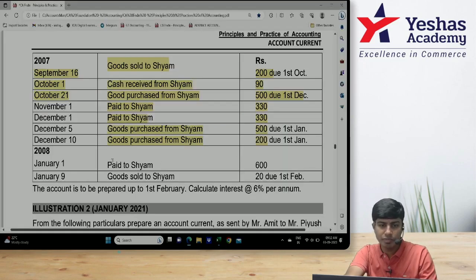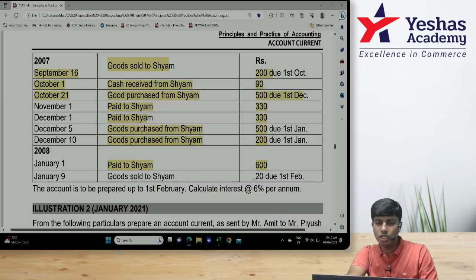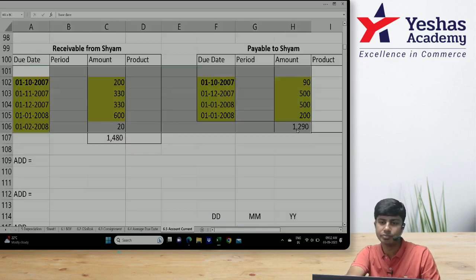Last transaction, paid to Shyam, last but one. You have paid to Shyam, so it is a receivable from Shyam, 600, on 1st of January. Then we have 20 rupees, goods sold to Shyam, so you should receive money from Shyam, 1st of February, 20. Clear?